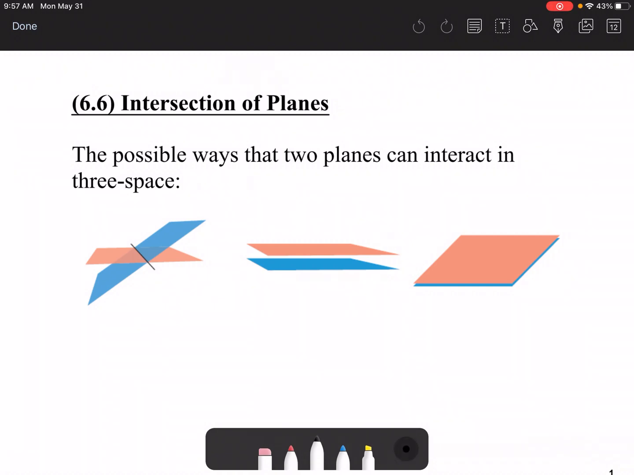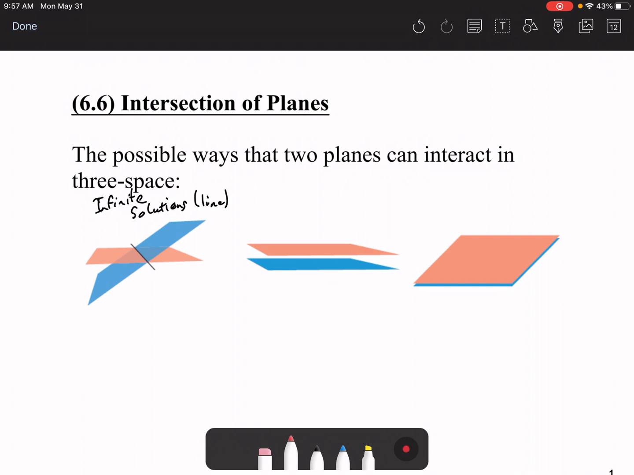Hello and welcome to lesson 6.6, intersections of planes. First we're going to look at how two planes can interact in 3 space. So in 3 space you can have an infinite number of solutions with 2 planes, and they can intersect in the form of a line.